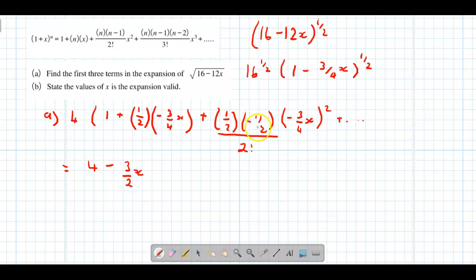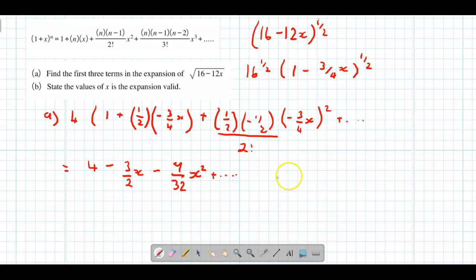Now the next one's a little bit more complicated, and you can check my maths, but it's a half times minus a half times 9 over 16, and all of that divided by 2 factorial, and all of that will simplify when I multiply it by the 4 at the front to negative 5. Sorry, I'm going to do that one more time, just to make sure that I've got that correct. It all simplifies to negative 9 over 32 x squared. And again, you can check that on your calculator to make sure I haven't made any mistakes with that.